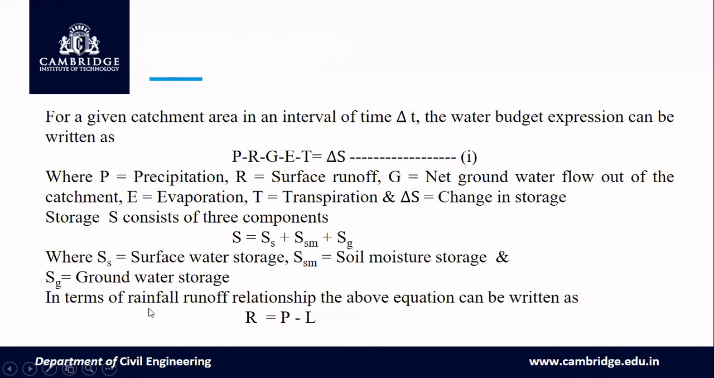In terms of the rainfall-runoff relationship, the water budget equation can be written in this form: R equals P minus losses, where R is runoff, P is precipitation, and L is losses.